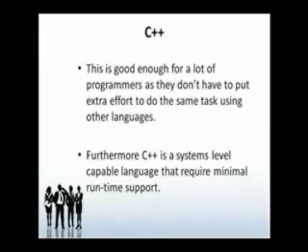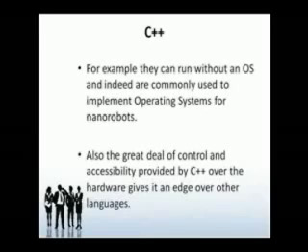This is good enough for a lot of programmers, as they don't have to put extra effort to do the same task using their languages. Furthermore, C++ is a systems level capable language that requires minimal runtime support. For example, programs can run without an operating system and indeed are commonly used to implement operating systems for nanorobots. Also, the great deal of control and accessibility provided by C++ over the hardware gives it an edge over other programming languages.